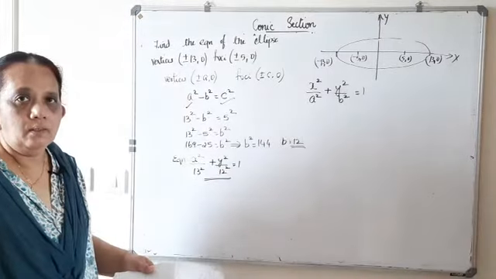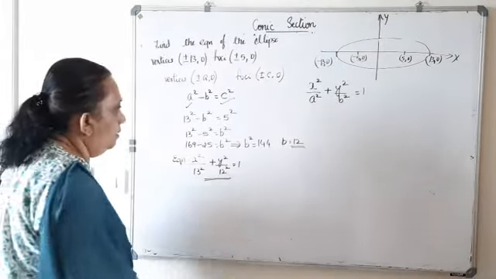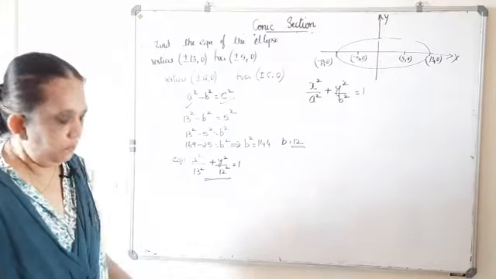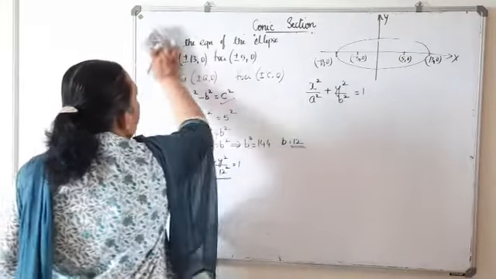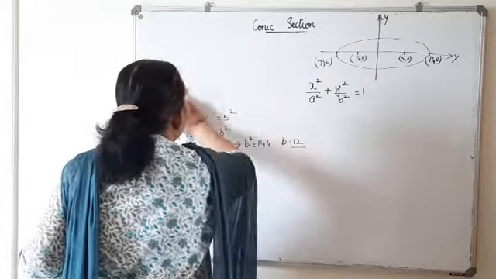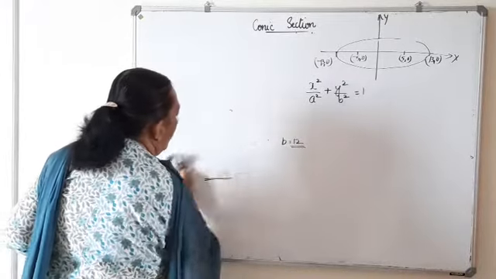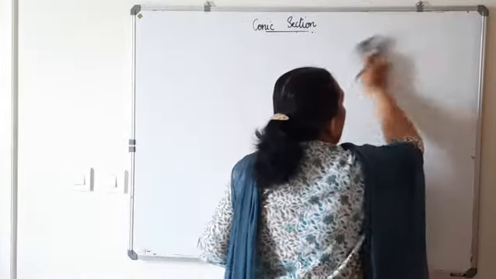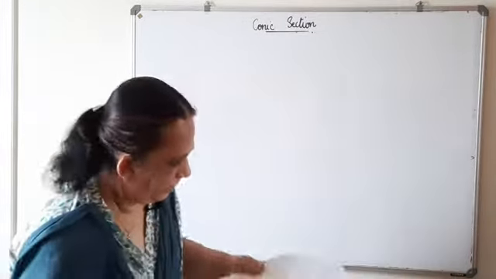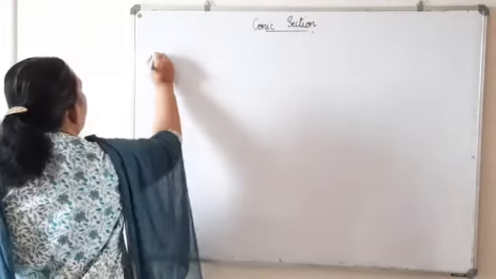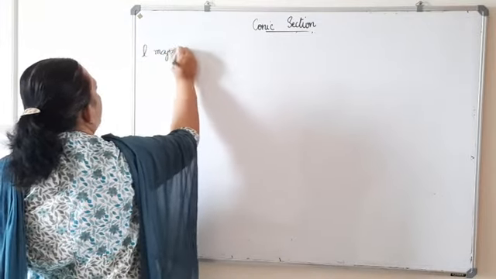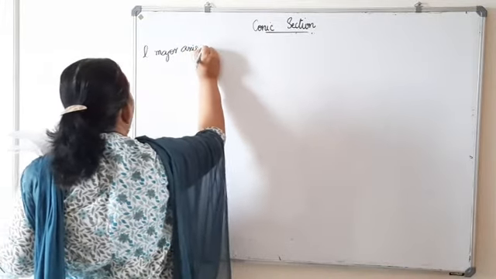One more question. I'll give this question as an assignment. Try to do this question as an assignment, and also the questions from your textbook. Length of major axis is equal to 20.